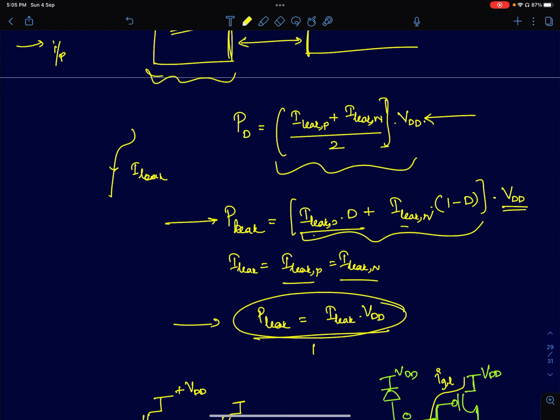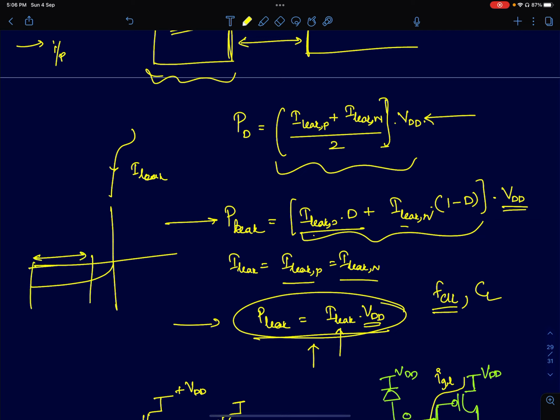And if you look at this current, it is independent of frequency. It doesn't depend upon the load capacitance, and it has a linear dependence on the supply voltage. If I increase the supply linearly, I leak remains more or less constant. If you look at the diode characteristics, it was more or less constant even if the voltage across it was changing. So if your supply voltage increases linearly, then the leakage power will also increase linearly.